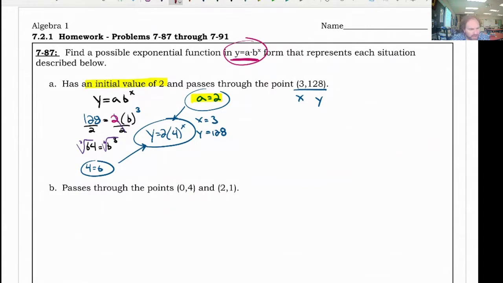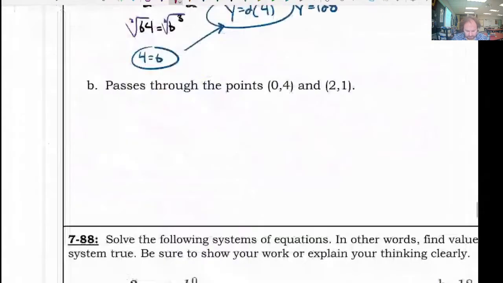We already did A at the end of first hour today, so I'm leaving it right there as a thing for you. So you can pause the video if you need to look at the notes there. But let's walk through how to do B.